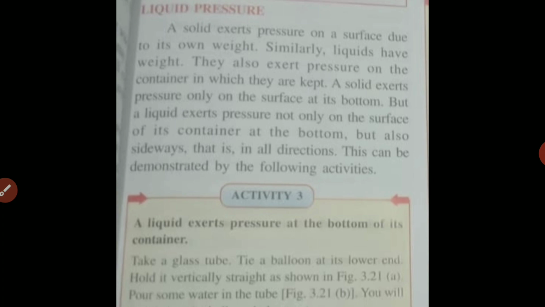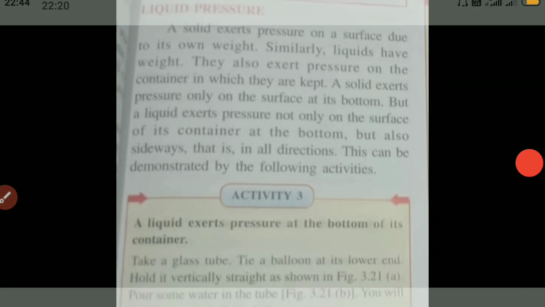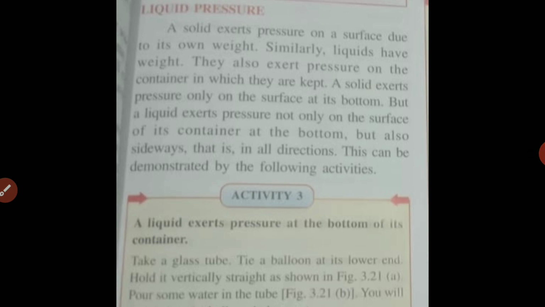The book reads: a solid exerts pressure on a surface due to its weight. That means if we keep a solid on a table, it exerts pressure on the table because of its weight. If that solid is weightless, then it will obviously not exert pressure. Further it reads: similarly, liquids also have weight, hence liquids also should exert pressure. As the liquid doesn't have any shape, it can exert pressure on the container in which it is kept.